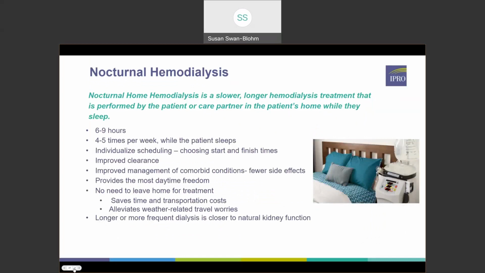Nocturnal home hemodialysis is a slower, longer hemodialysis treatment that is performed by the patient or care partner in the patient's home while they sleep, using the same equipment and principles as daytime home hemodialysis. Nocturnal treatments are longer and provide a modality option that is more like natural kidney function, giving the patient improved clearances, improved management of comorbid conditions, fewer side effects, possibly requiring fewer medications, a more liberal diet, and the most daytime freedom to pursue the patient's passions.